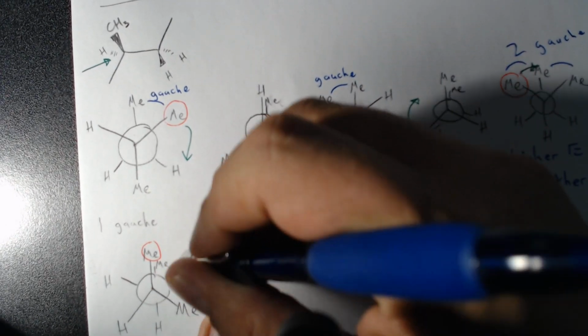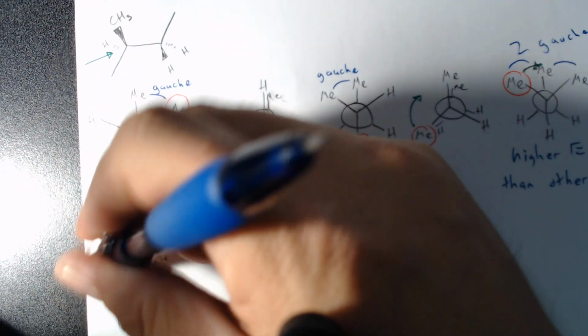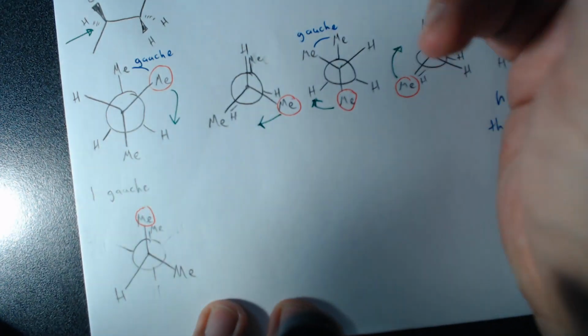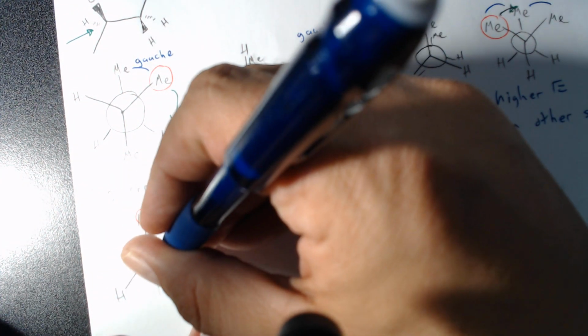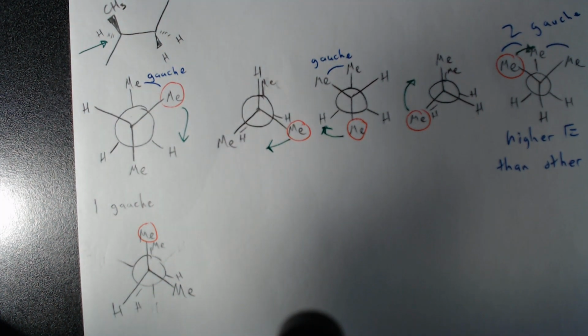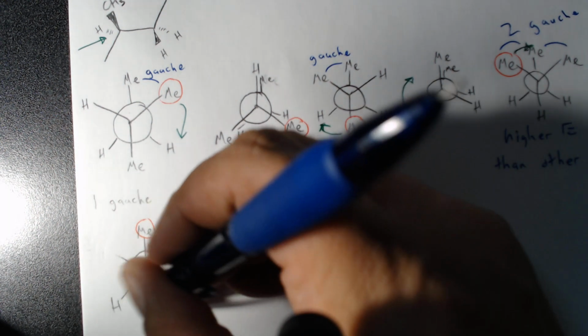Yeah, this is supposed to be eclipsed. Sorry about that. I thought it looked kind of funny. Yep, good catch. All right, so that is your other high energy eclipsed conformation. This should be an eclipsed drawing, right? Yeah, you're right. So it always goes between staggered and eclipsed as you're going in 60-degree increments.